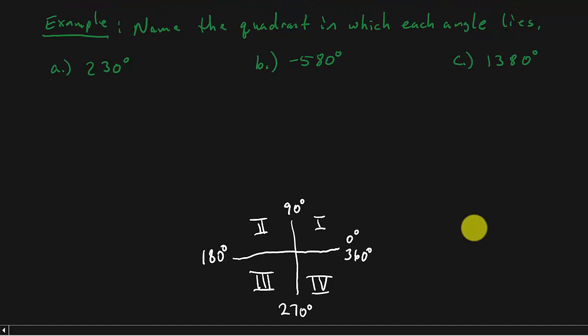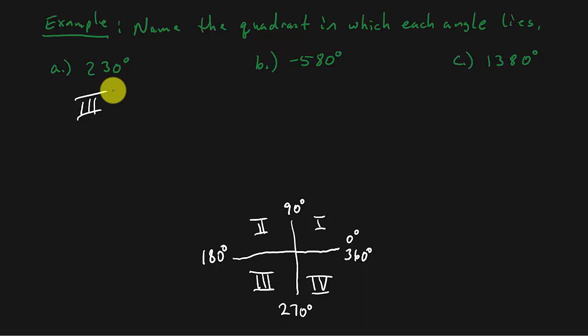Okay. All right. So when we look at this, we want to know which quadrant are we in. So the first one, well, that's easy. 230 degrees. So if we rotate, okay, we're rotating in a counterclockwise direction. Now 230, that's between 180 and 270. So you can see that's pretty easy. We're in quadrant 3. Okay.